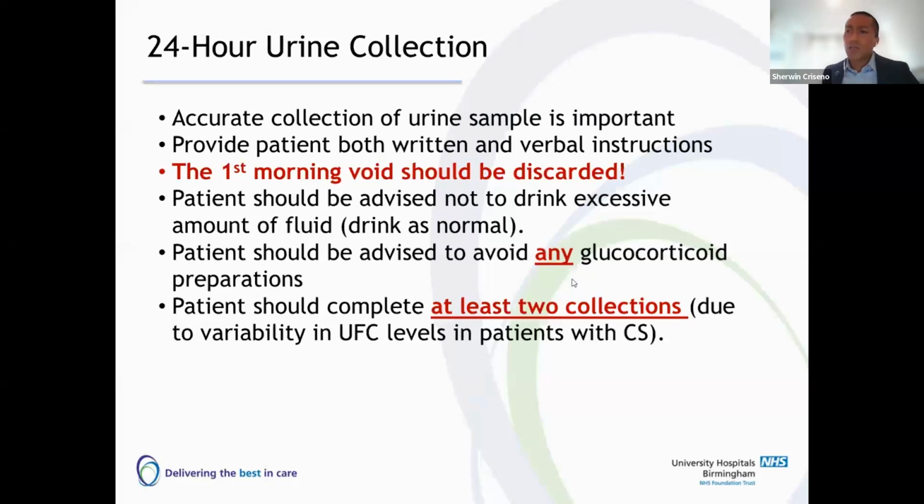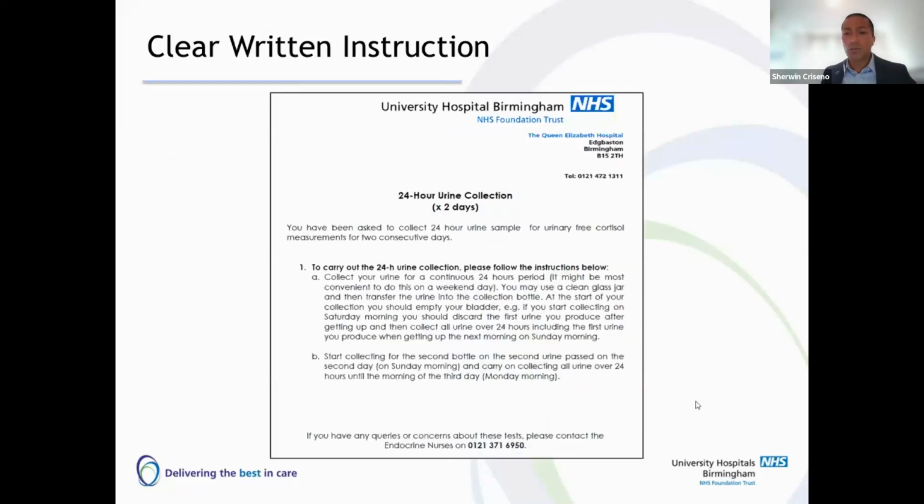So remember that the first void in the morning needs to be discarded because that is the urine accumulated by the patient overnight from the previous day. So that has to be discarded. Specific timing. We need to tell the patient clearly what time they need to collect the urine, from the second void until the first void the following morning. Check if the patients are on any medication that can potentially affect the cortisol measurement from the urine. Advise the patient to drink normally and not overdo the drinking. And again, as mentioned earlier, we usually do 2 collections, 2 24-hour urine collections, in order to validate.